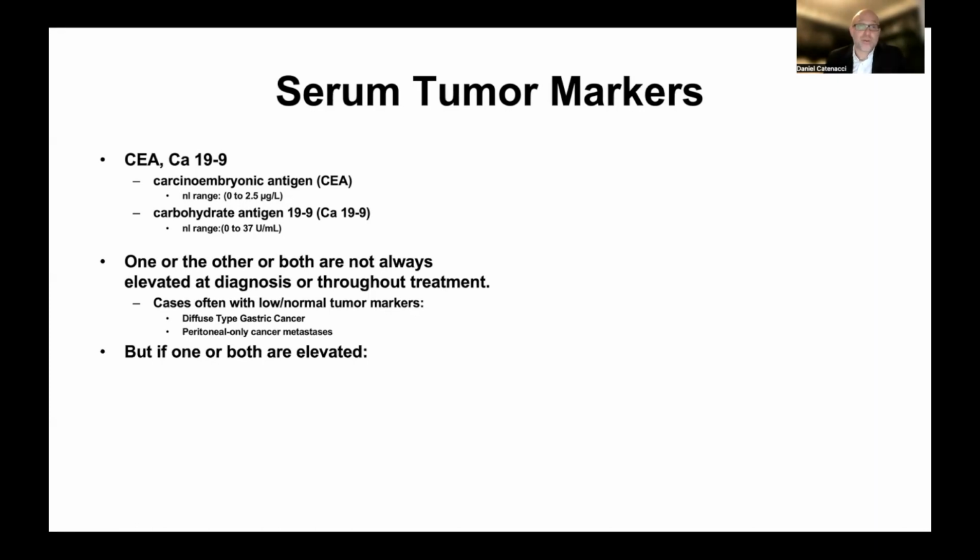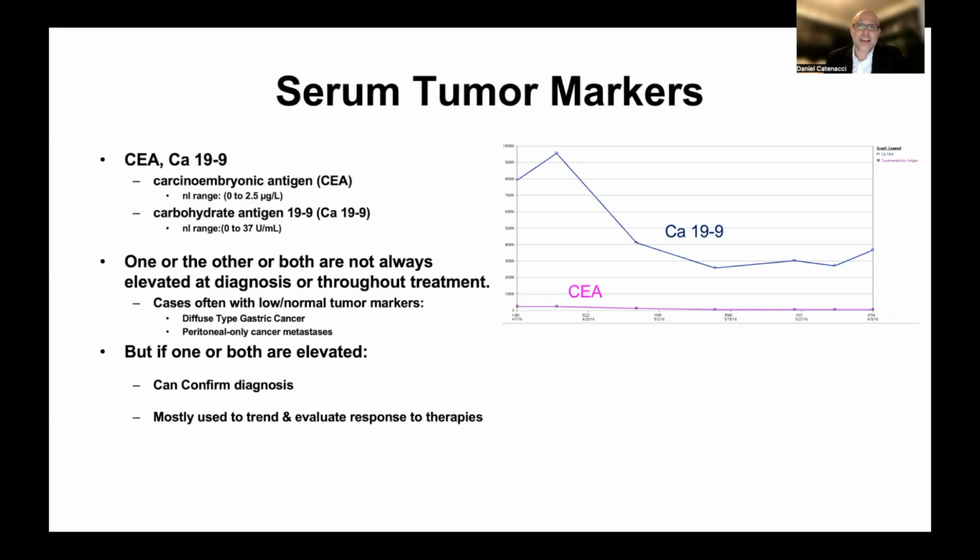But if one or both are elevated, they can be useful, first, of course, to confirm the diagnosis that's based on all the other tests that we've been talking about. But usually and mostly, these tumor markers are used to trend and evaluate response to therapies. I showed how we trend CAT scans and PET scans, but tumor markers can also be helpful to evaluate if therapies are working. An example here shows a case where the CA19-9 in blue was extremely elevated at diagnosis, whereas the CEA was completely normal. And then over time, usually this little bump is as we're waiting for getting therapy started, and then this is the first day of therapy, and then you can see the response.